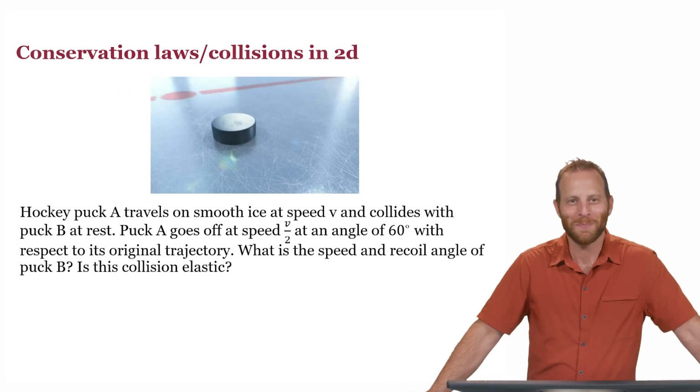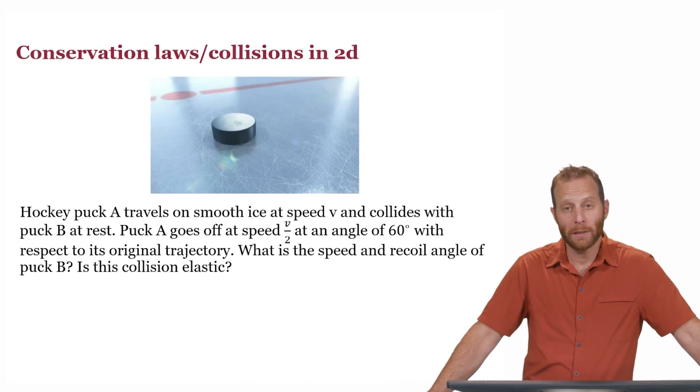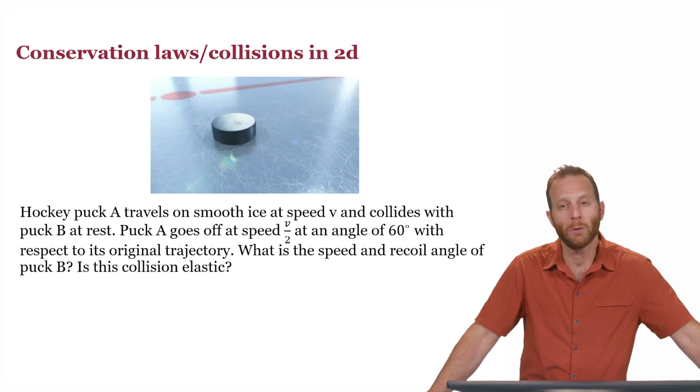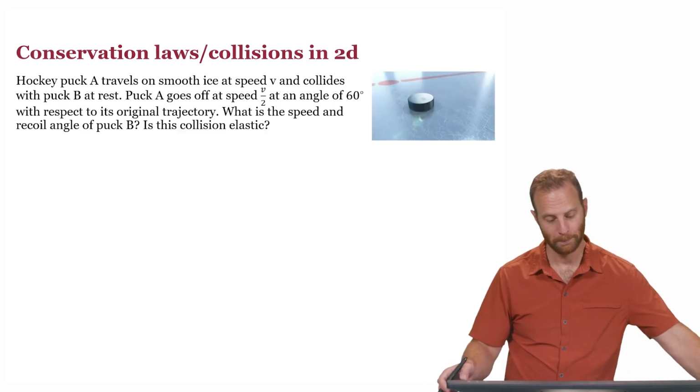It's hockey time. Hockey puck A travels on smooth ice at a speed v and collides with hockey puck B at rest. Puck A goes off at speed v/2 at an angle of 60 degrees with respect to its original trajectory. What is the speed and recoil angle of puck B, and is this collision elastic?